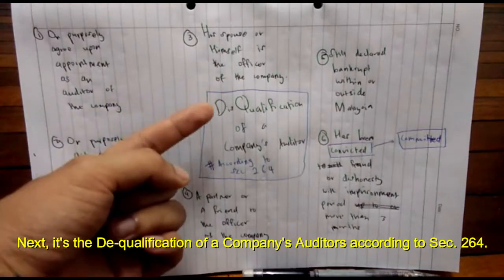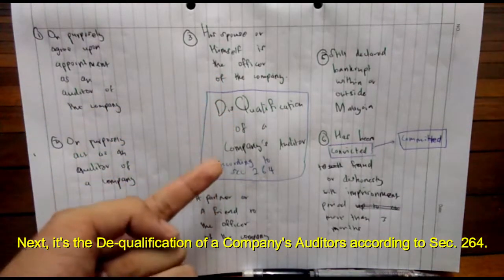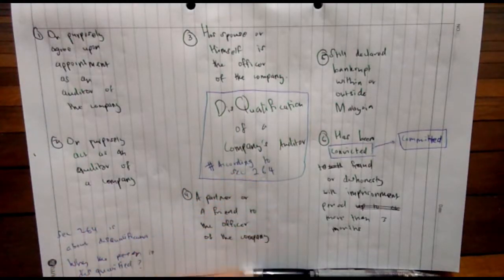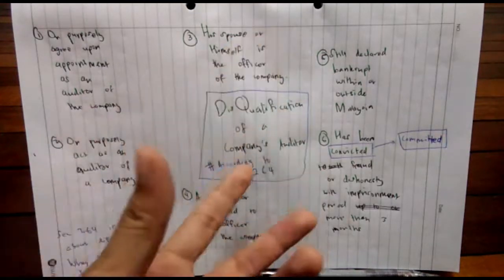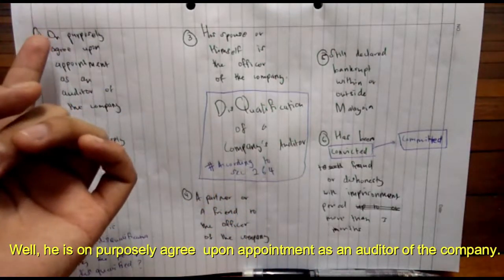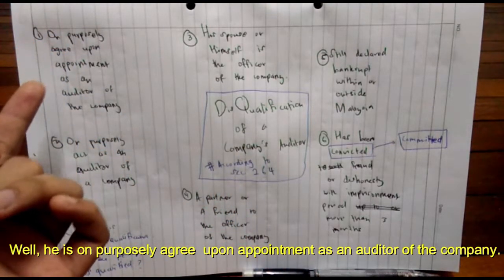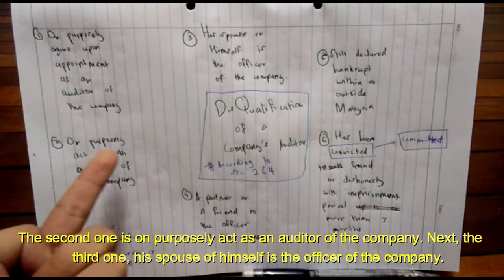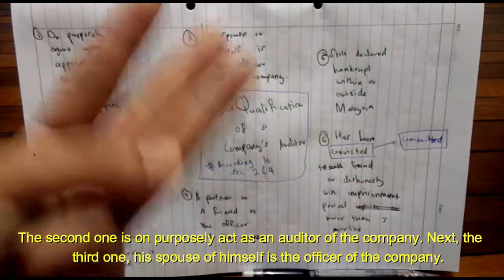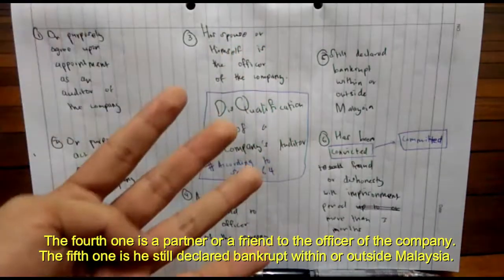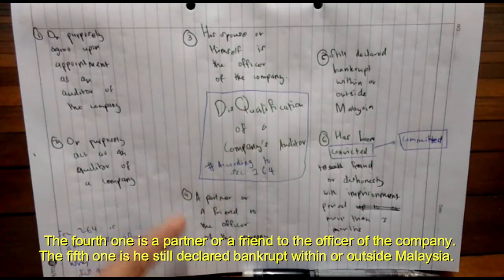Next is the disqualification of a company's auditor according to Section 264. Section 264 is about disqualification. Now, why is a person disqualified? First, he has agreed upon appointment as an auditor of the company. The second is that he acts as an auditor of a company. The third is that his spouse or himself is an officer of the company. The fourth is that he is a partner or a friend to the officer of the company.